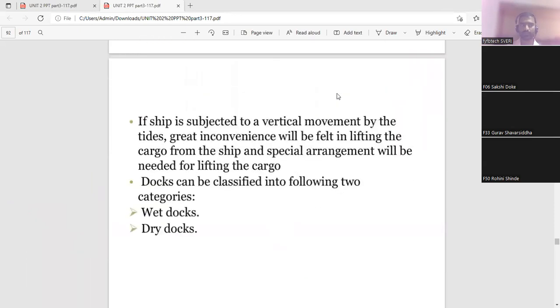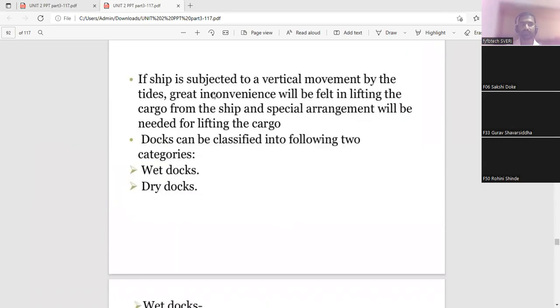That is all on the commander docks. If a ship is subjected to vertical movement by the tides, great inconvenience will be felt in lifting the cargo from the ship. A special arrangement will be needed for the lifting of the cargoes.